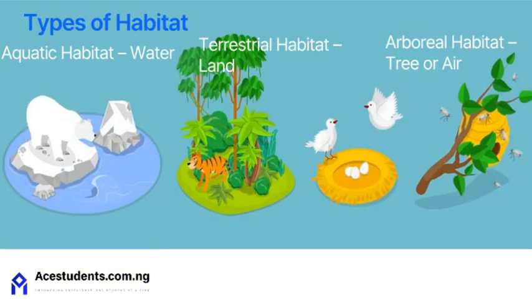There are three main types of habitats. Aquatic habitats, which are found in water. Terrestrial habitats, found on land. And arboreal habitats, found in trees or in the air. Let's explore each of these habitats individually.